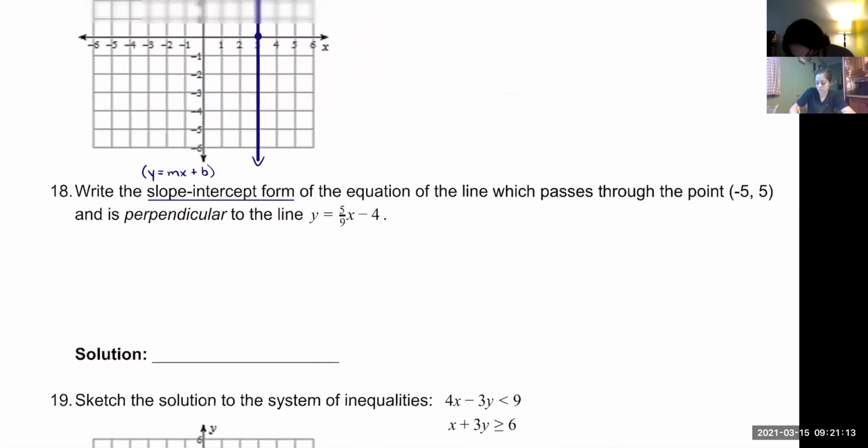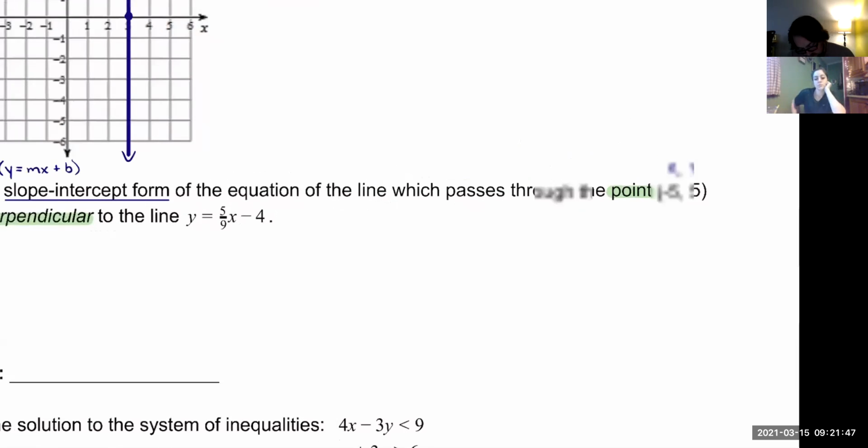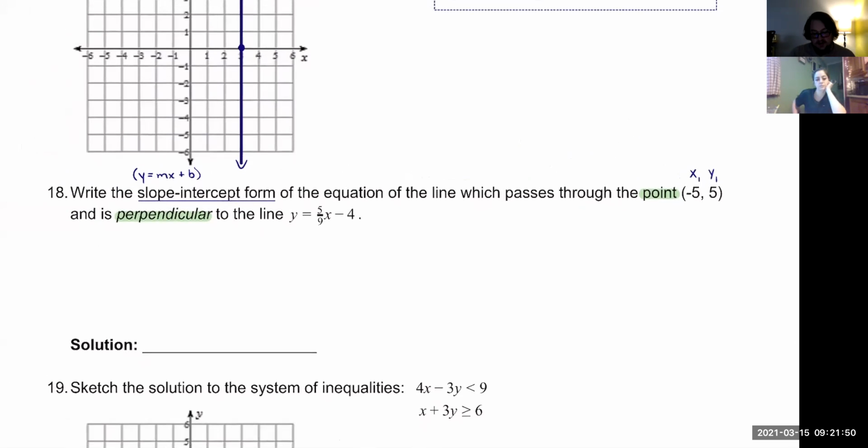But then when we pick through the information we've been given, we were given a point, and we were told that it is perpendicular to a line that they gave us the equation for. So we'll start with the easy bit of information, that point. Anytime we've been given a point in the past dealing with lines, we usually labeled them as x and y, or if we have multiple, typically we use x1 and y1.